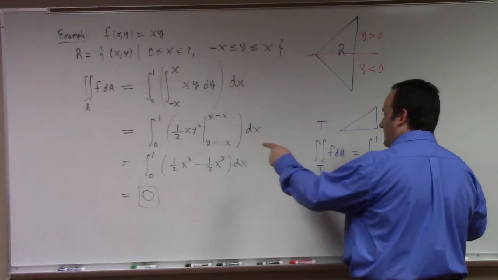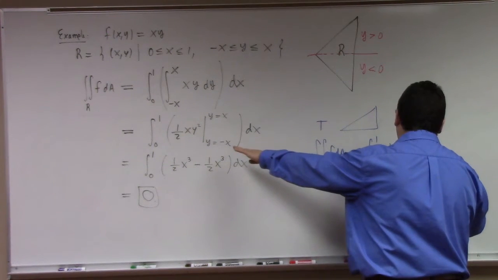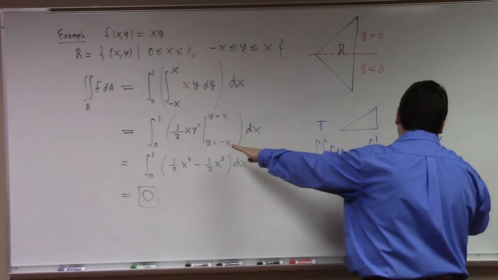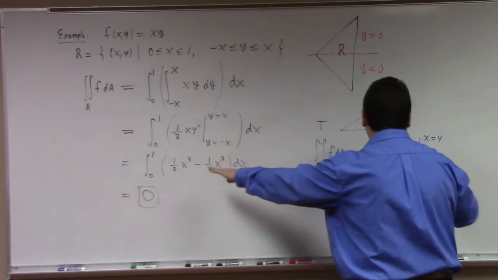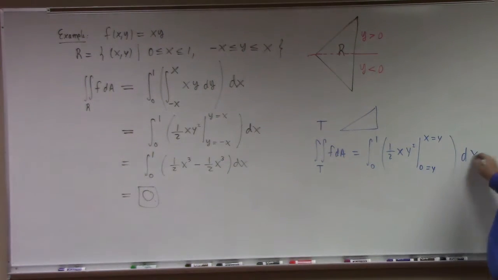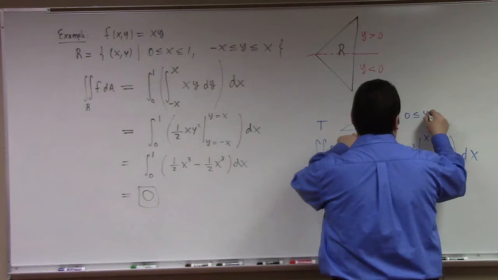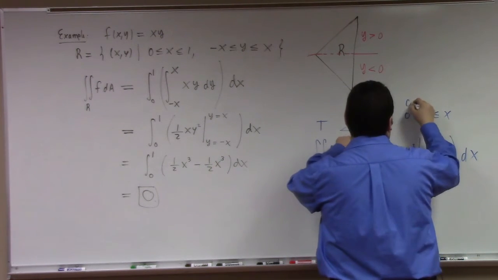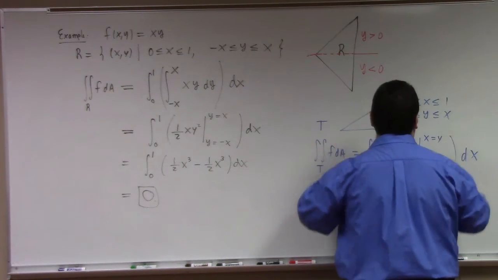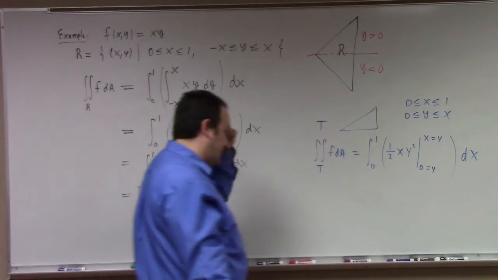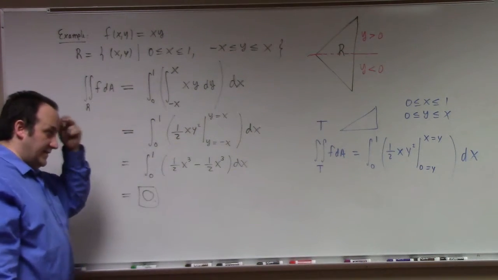Yeah, the 1/2 y squared would have gone from 0 up to x instead of minus x to x. So basically this would have 0 less than or equal to y less than or equal to x, 0 less than or equal to x less than or equal to 1. Those inequalities describe the integration region T, and so that's how the integration would work out.